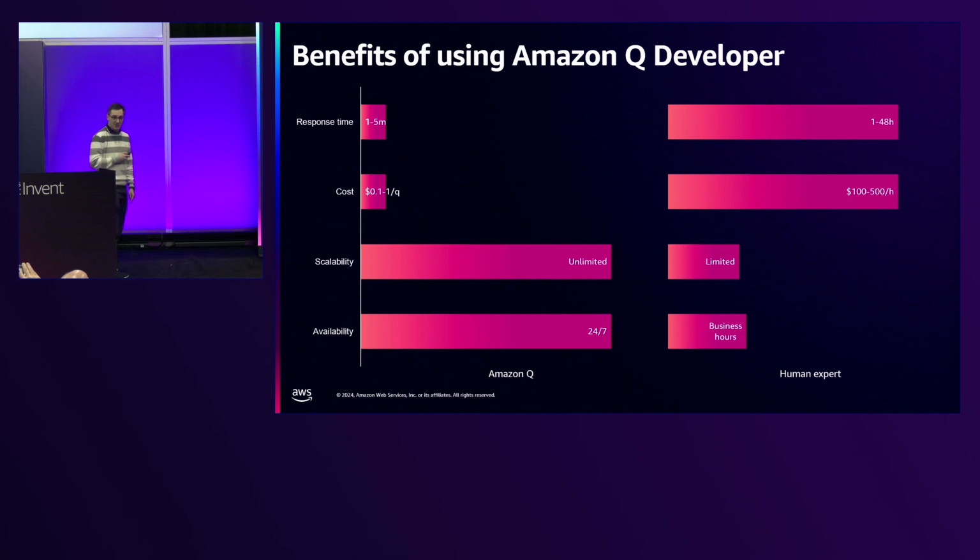Same for cost. If you would like to try out this service, for 25 questions a month, you get that for free. And you can use Amazon Q Pro for $19 per month, and you get unlimited questions regarding your cost. For scalability, it's unlimited scalability while a human cost expert is limited.